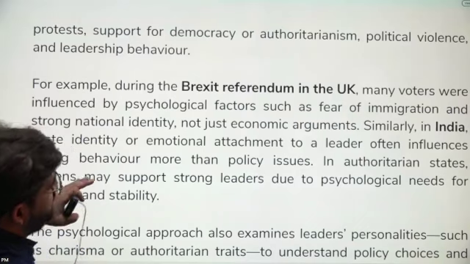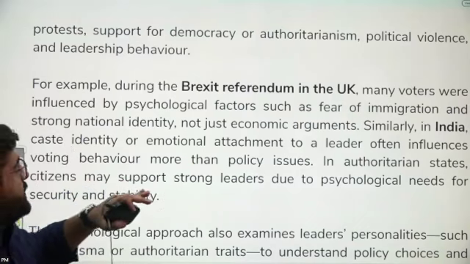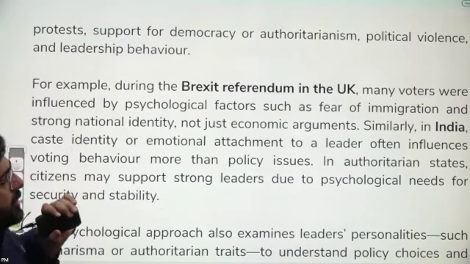Similarly, in India, caste identity or emotional attachment to a leader often influences voting behavior more than policy issues.